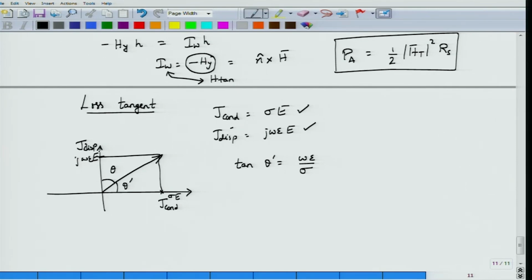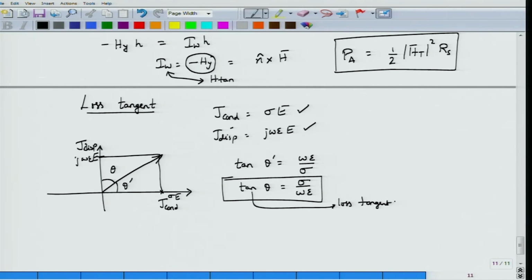Okay. Or if you measure theta with respect to the displacement axis, which is more commonly done, then tan theta is given by sigma by omega epsilon. Okay. And this tan theta is what we call the loss tangent.